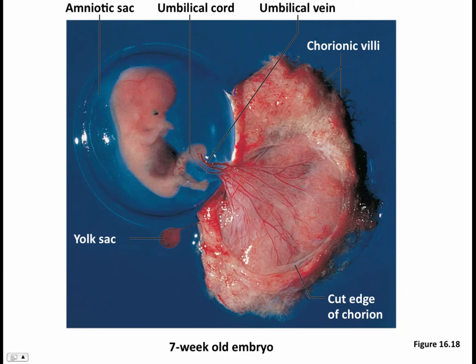Okay. Here's the placenta. Here are the chorionic villi that are going to extend into the uterus. Here we have the amniotic sac, a fluid-filled sac, the umbilical cord, and of course the umbilical vein being that high-nutrient, high-oxygen source for that developing embryo.